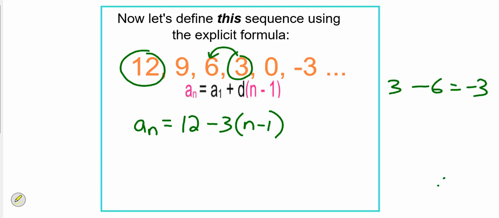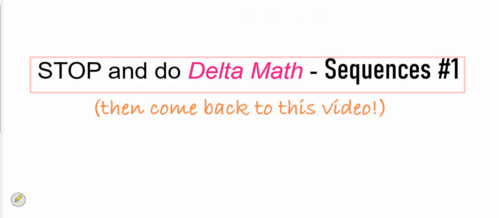All right, so when you see this on the test to find the explicit formula, all we know is we're going to use our formula, find our a sub 1, find our d, and put those two things in and leave everything else alone. Okay, we're going to stop here, and you're going to do sequences number 1 on Delta Math and just practice writing explicit formulas for sequences that they're going to give us. All right, and then come on back.